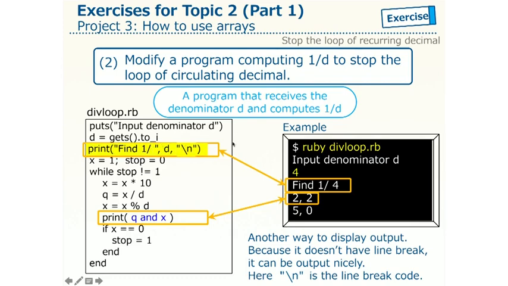It orders the computer to display 3 strings. The first one is find 1 slash. The second one is the value of the variable D. And the third one is this \n. This last \n means the line break code. Showing this code on the monitor means to make the line break.